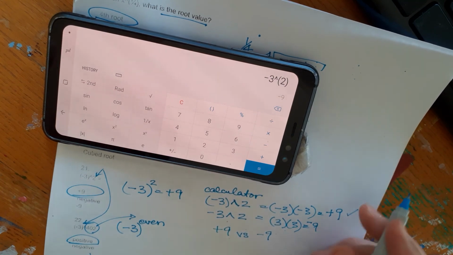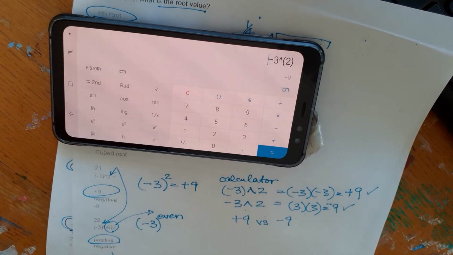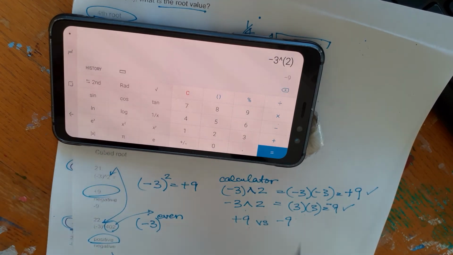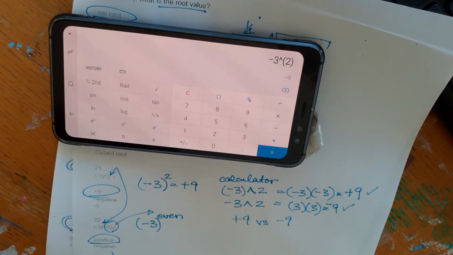So I want you to try it on your calculator, but it's a very interesting order of operations idea. I think I remember when I was a student in high school, my algebra teacher told me this, and I was like, nah, it doesn't work that way. This is going to square it, and you're going to get a positive 9. Nope. There's a proof right there. Negative 9.